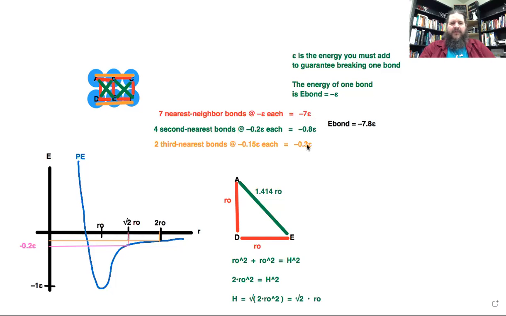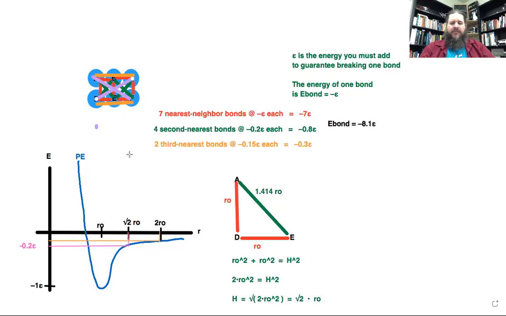And note that the negative 0.3 epsilon is an even smaller contribution. It does make a correction to what we have so far. If we add all these up, instead of negative 7.8, we get negative 8.1 epsilon. So this would be more accurate. And then we could go even further. We could add in the fourth nearest neighbor bonds, which would be, for example, the long diagonals from A to F and from D to C.